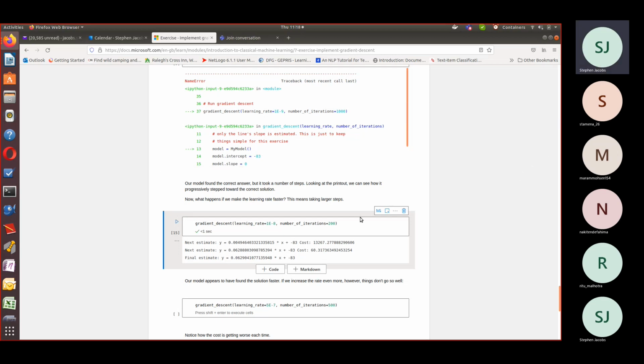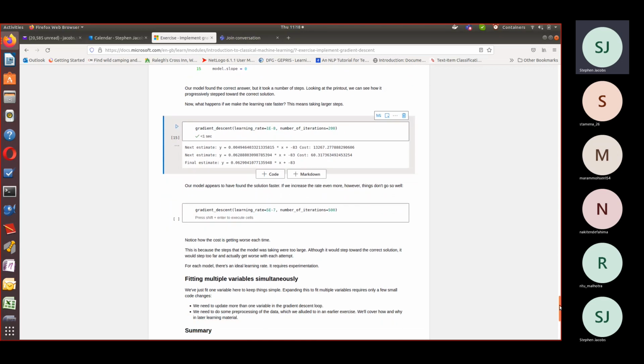Okay, so there we have it. We've got our estimate and our cost. As our starting point, that was our ending point. And is it worse or better? Our model appears to have found the same solution faster. If we increase the rate even more, things don't go so well.